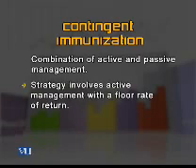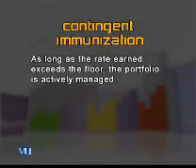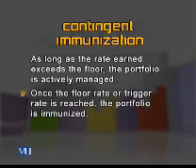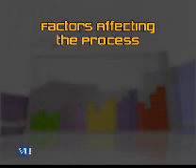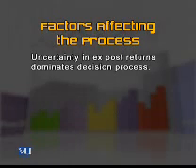So we look at strategies that will help us manage portfolios on fixed income, and we'll have it in line with the floor rate of return, which would mean this is the bottom line where our return cannot be less than what we can expect. Plus, as long as rates exceed the floor, the portfolio is being managed actively. However, on the other hand, once the floor rate is triggered, then the portfolio is immunized, meaning that we will not be getting lesser returns than the floor rate. But there are factors that affect this process. One of them is uncertainty.